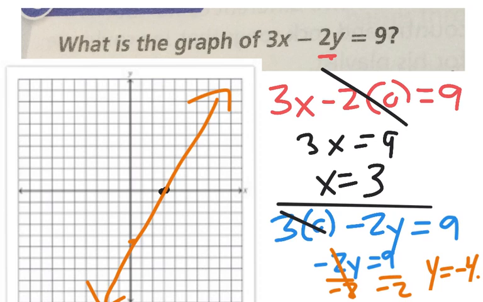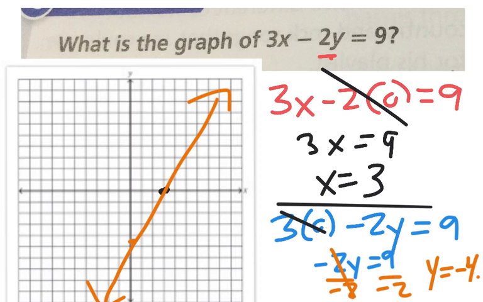Yeah. Subtract 3x. So first I need to subtract 3x from both sides. So this goes to 0. I'm left with negative 2y equals 9 minus 3x. But to be in slope-intercept form, I need to reverse these two. Okay, but y is still not by itself because it's multiplied by negative 2. So I can divide everything by negative 2. So y equals positive 3 over 2x minus 4.5. So now I'm in slope-intercept form.